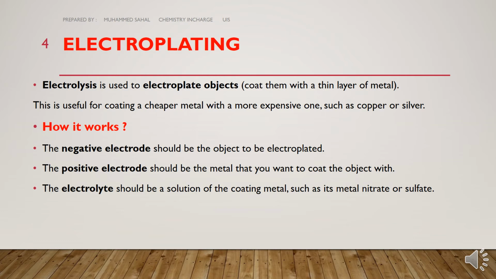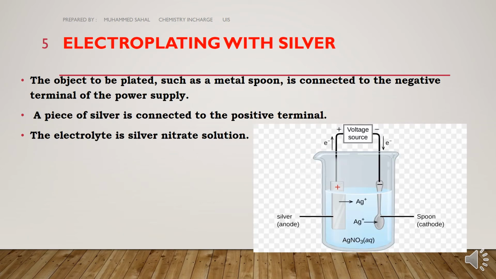For example, if you want to coat silver, you can use silver sulfate or silver nitrate. If you want to coat copper, you can use copper sulfate. That means whichever metal you want to coat, you use its salt solution. For example, you want to coat silver on a metal spoon. How are you going to do it?